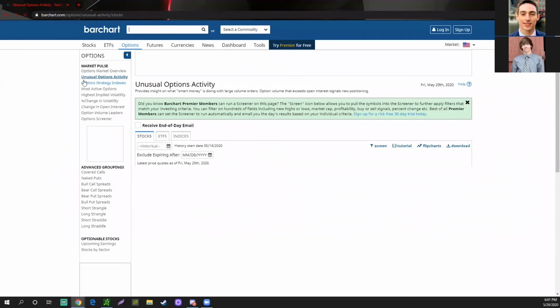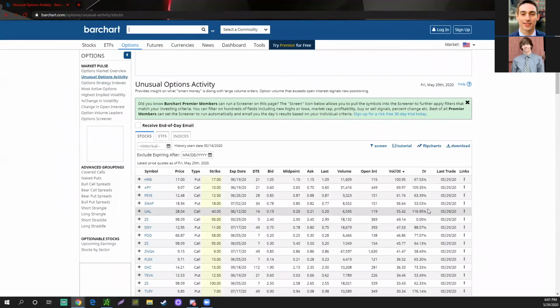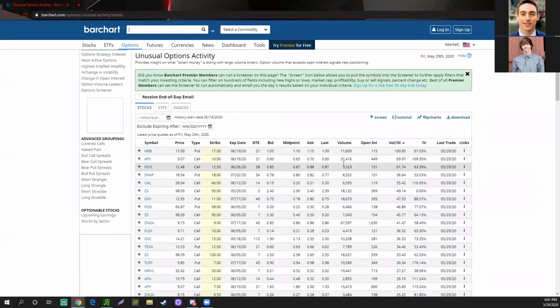Then you're going to see a data table right here, with a lot of different options. Tom's going to point out the volume over open interest column, VOL divided by OI. Basically, it takes the volume for that option and divides it by its open interest. We're not going to get too in-depth on what this means in this video, but basically the higher this value, the more unexpected this volume is. So all the options in this table have unusual options activity.